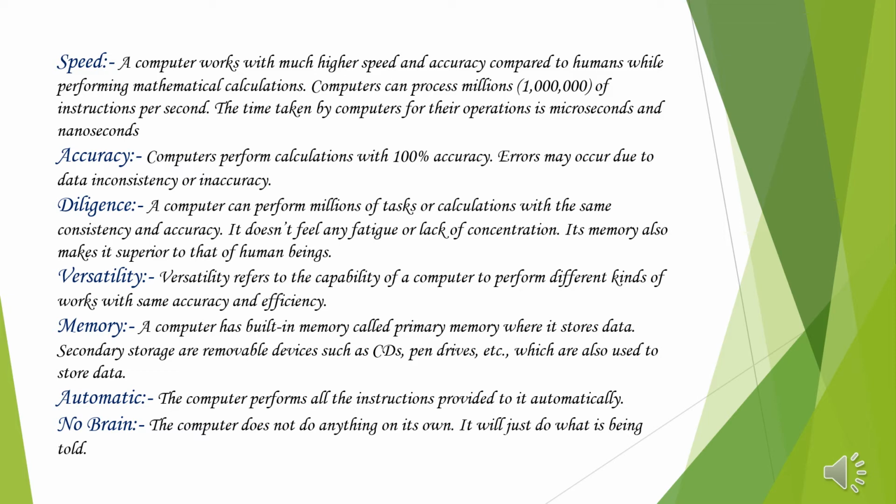Speed. A computer works with much higher speed and accuracy compared to humans while performing mathematical calculations. A computer can process millions of instructions per second. The time taken by computers for their operations is in microseconds and nanoseconds. Computers have extremely high computation speed, which you cannot match with human work.